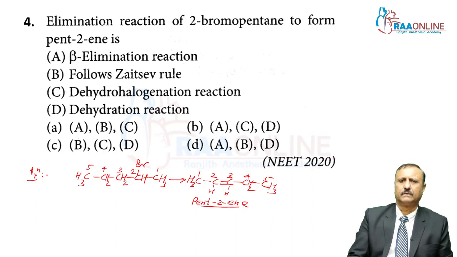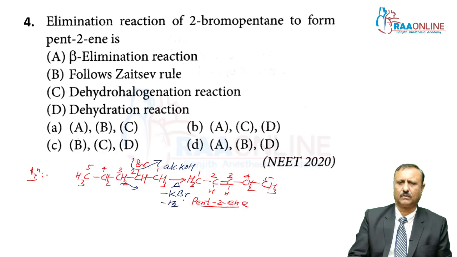Here, this is the elimination reaction. You can see this is an elimination reaction because in this reaction, my dear students, the halogen is replaced as well as this hydrogen atom is also removed. This reaction occurs in presence of alcoholic KOH. When you treat this compound with alcoholic KOH, the halogen is replaced by potassium, forming KBr, and this hydrogen atom is removed as a water molecule.